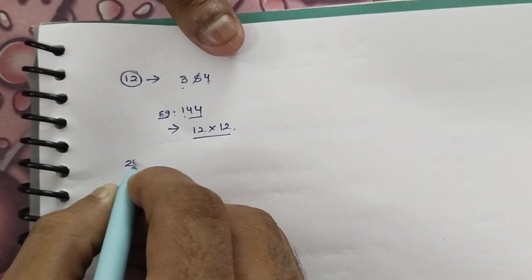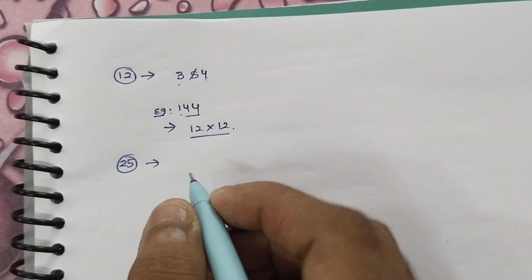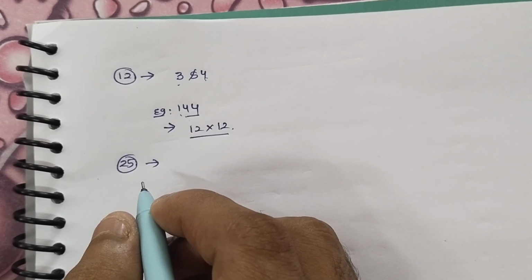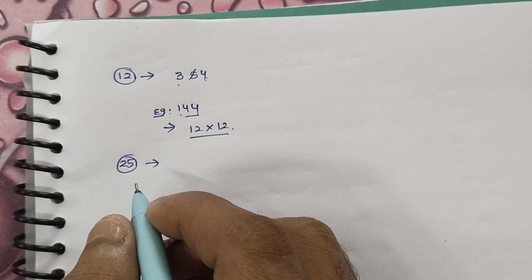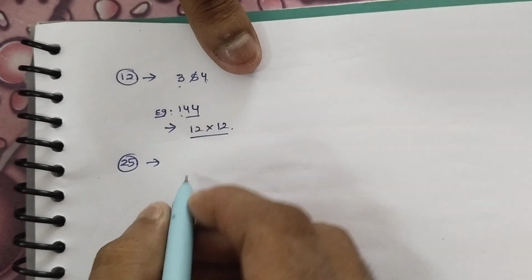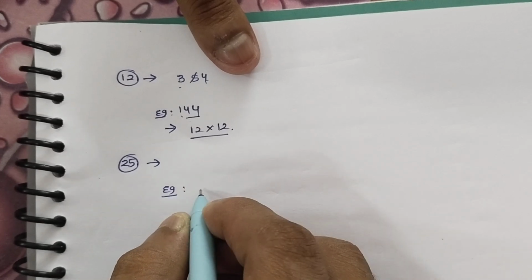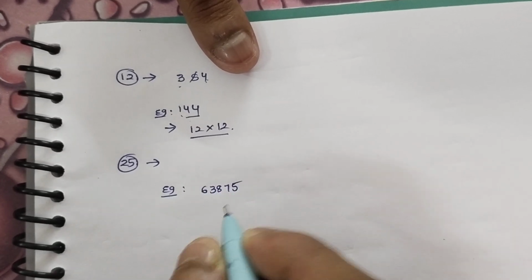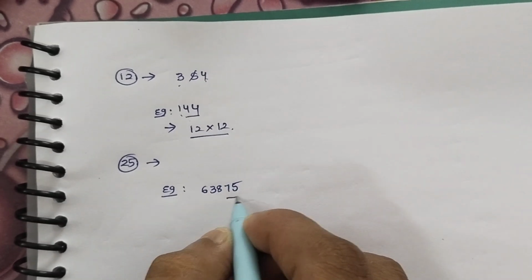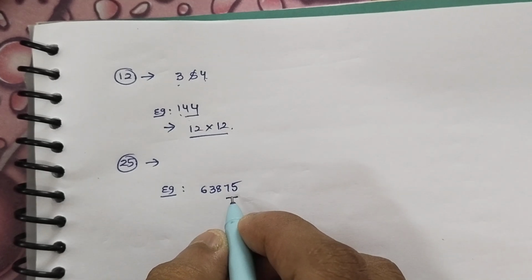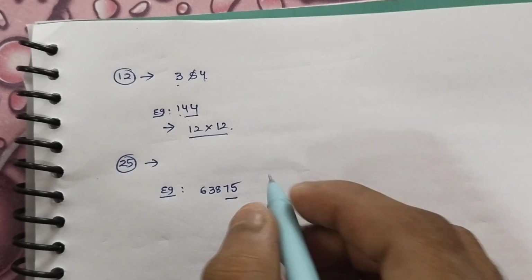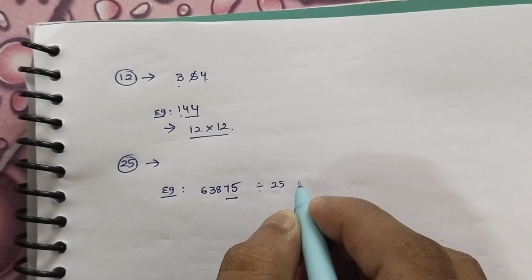Divisibility rule of 25. A number is divisible by 25 if the number formed by its last 2 digits is either 00 or divisible by 25. Let's take an example, 63875. The number formed by the last 2 digits, namely 75, is divisible by 25. So the entire number 63,875 is divisible by 25.